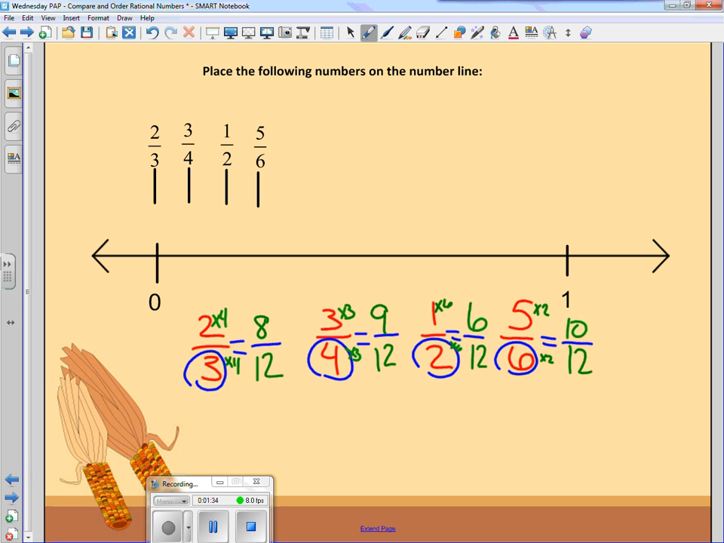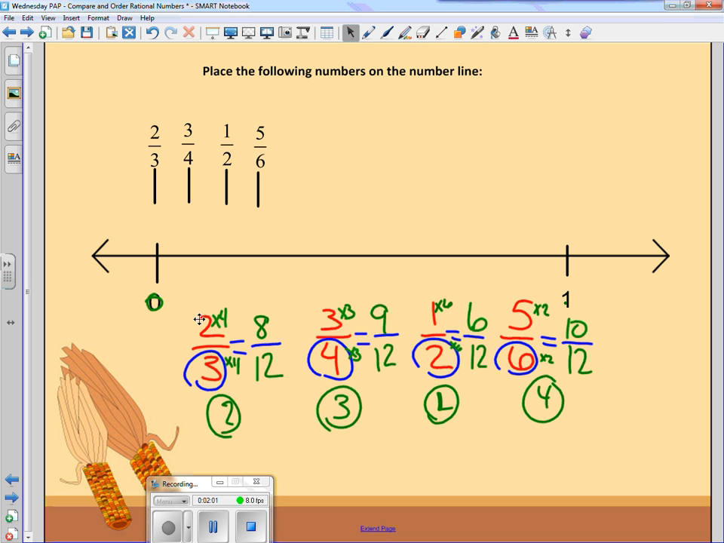So I'm putting them in order from least to greatest. Which one is the smallest numerator? The smallest numerator is 6. So this would be my smallest one. This would be the least value. Then I go to 8. So this would be my second one. Then I go to 9. And then I go to 10.